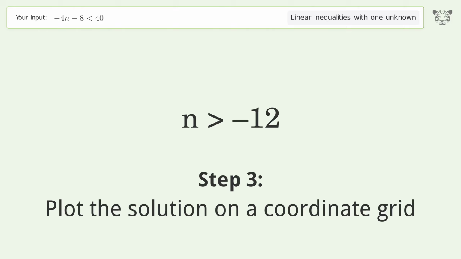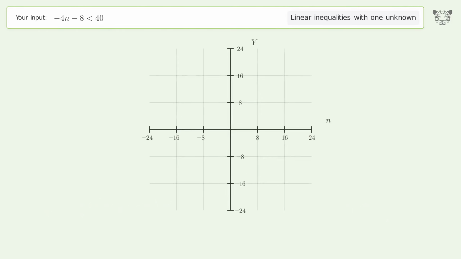Plot the solution on a coordinate grid. And so the final result is n greater than -12.